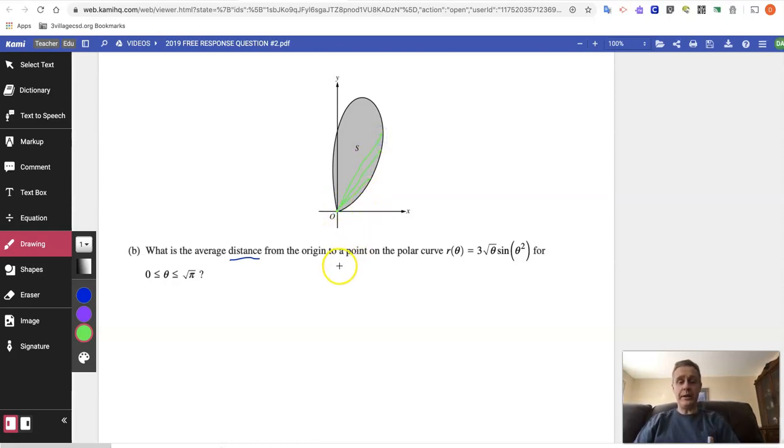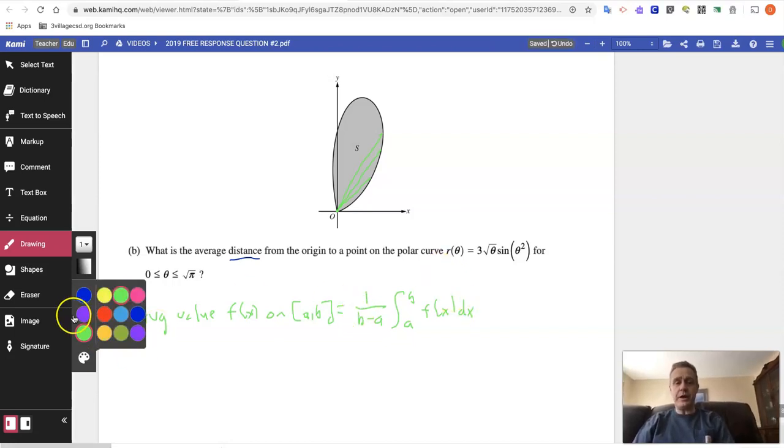rotate that angle theta. And so if you also recall from my video from yesterday and yesterday's problem, the average value of any function f of x on an interval from a to b is equal to 1 over b minus a times the definite integral from a to b of f of x dx.